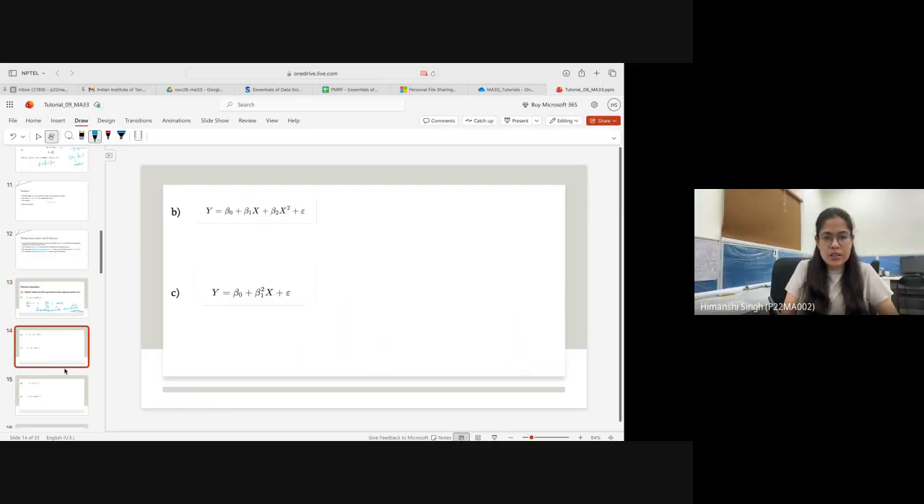Further, let us consider other expressions. This is y equals beta naught plus beta 1 x plus beta 2 x square plus epsilon. Again, take del y over del beta naught. It is 1, and otherwise 0. Del y over del beta 1: it is 0 here, x here, and 0 here, so it is x, which is independent of the parameter. Del y over del beta 2: it is 0 here, 0 here, and x square here.